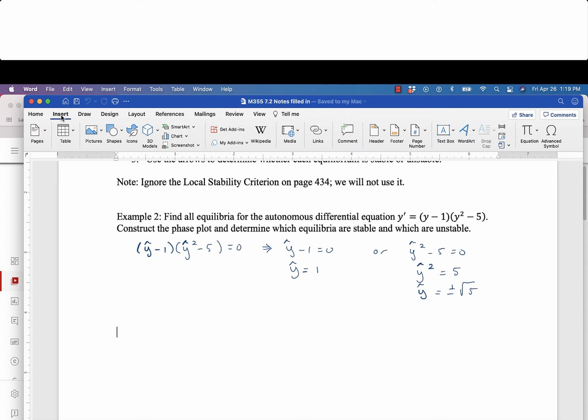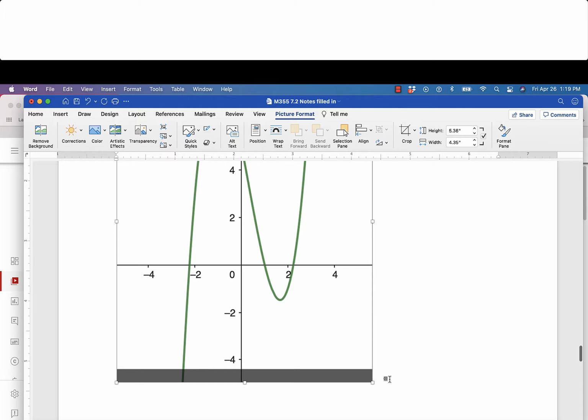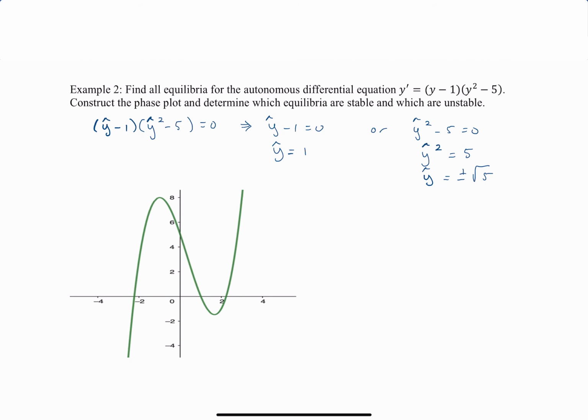Back to the lecture notes, I will insert the picture I've saved. Ooh, that's huge. Let's have it not take up my entire page. Let's be sure to label our axes. We have y and y prime. And let's also label these equilibrium points.